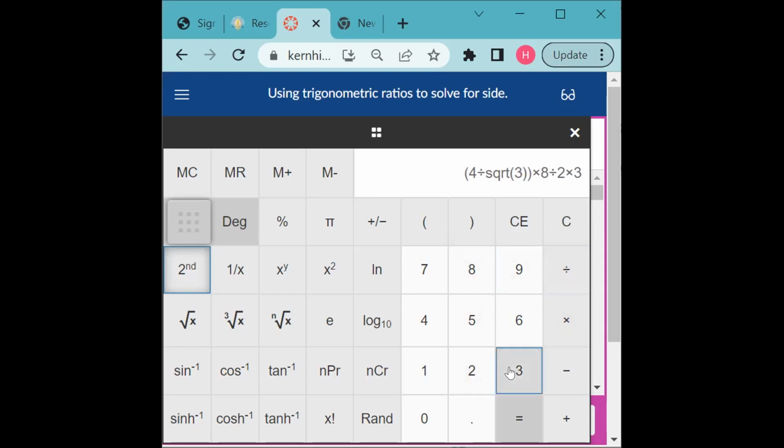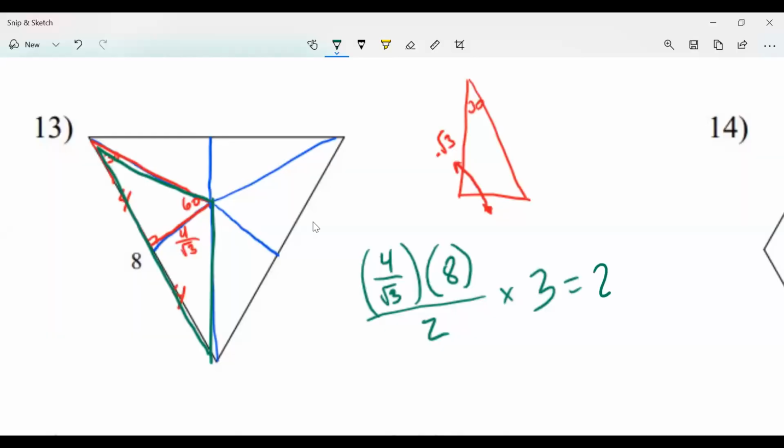That's what I had on my work. 4 divided by square root of 3 times 8 divided by 2 times 3. I press equal, and it says 27.71. My 1 is too small, so I'm going to ignore it. It's just 27.7.